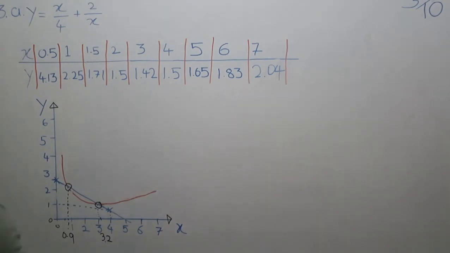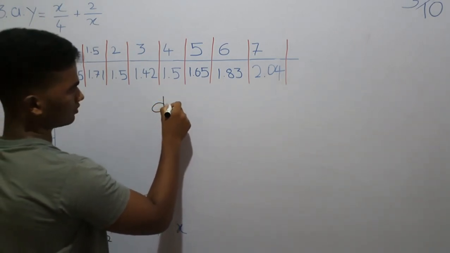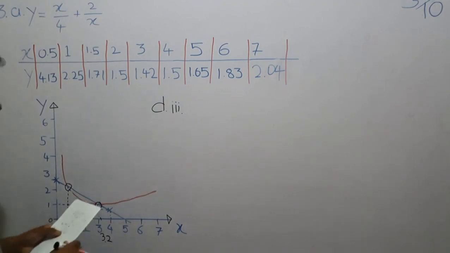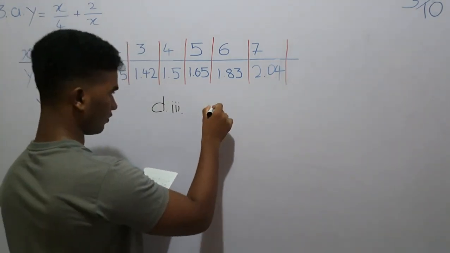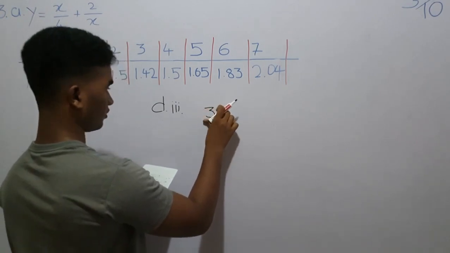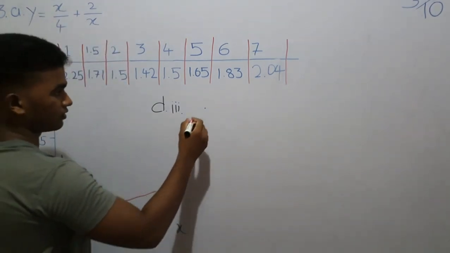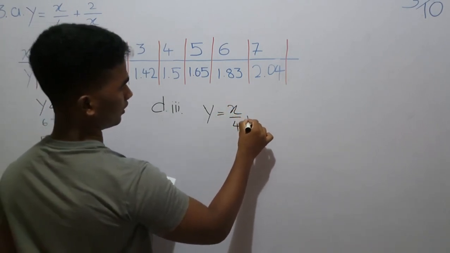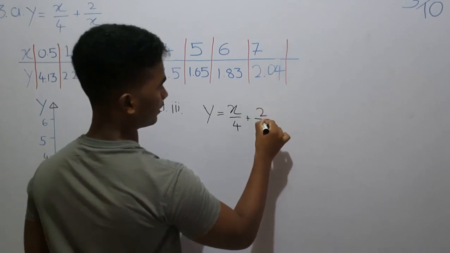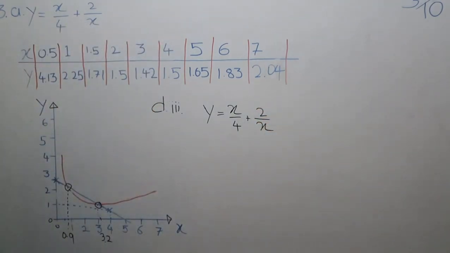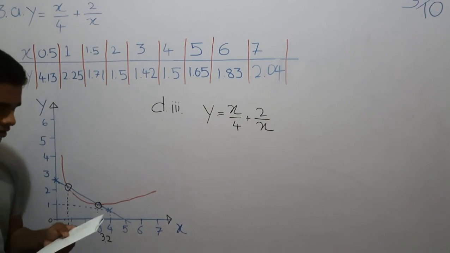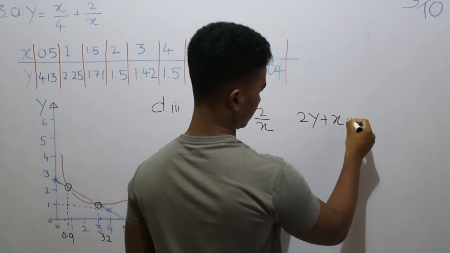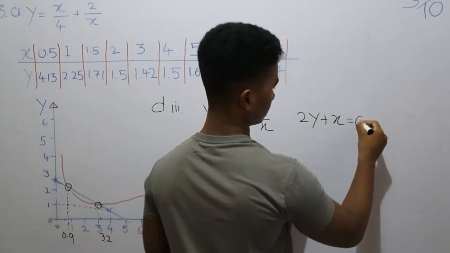Part D, Roman numeral 3. Now clearly understand this. You have the two graphs. First graph, the red line, is y equals x divided by 4 plus 2 divided by x. Then there is a second line which I drew as a straight line, that is 2y plus x equals 6.